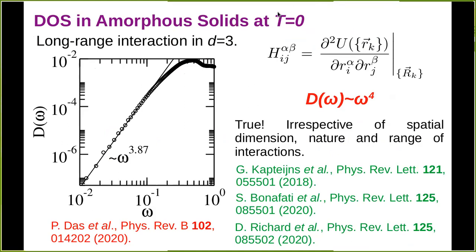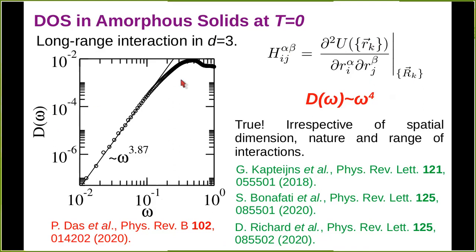As we are working at temperature T equal to 0 in equilibrium, we have a well-defined particle configuration, and knowing that, we can construct the Hessian matrix or the dynamical matrix of the system, which is the double derivative of the total potential energy with respect to particle coordinates, evaluated at the equilibrium positions. Once we diagonalize this matrix, we get the characteristic frequencies. Once we have the characteristic frequencies, we can construct the density of states.